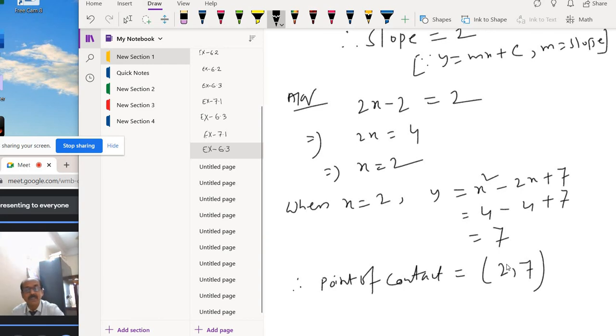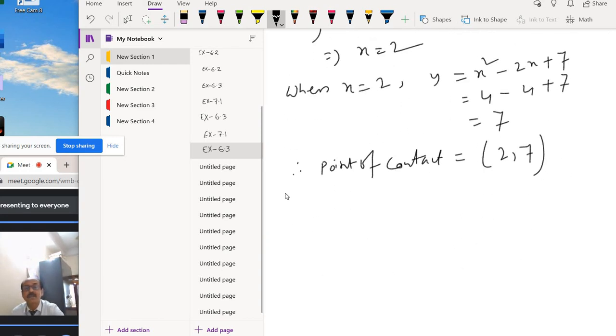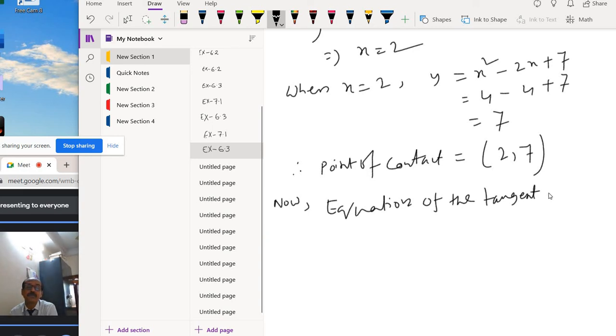Now equation of the tangent at this point 2, 7. Now equation of the tangent at 2, 7.